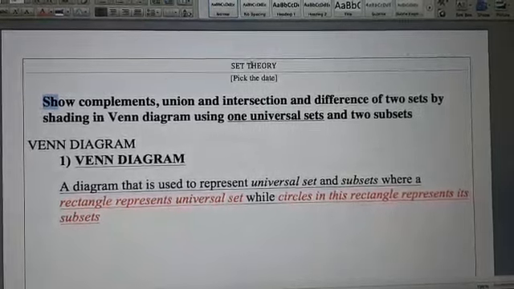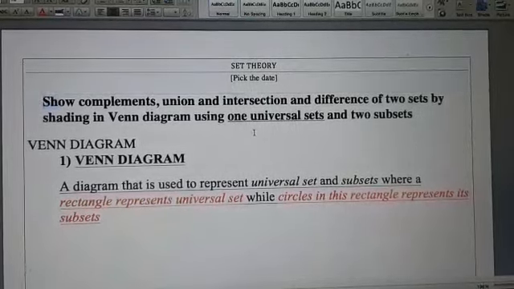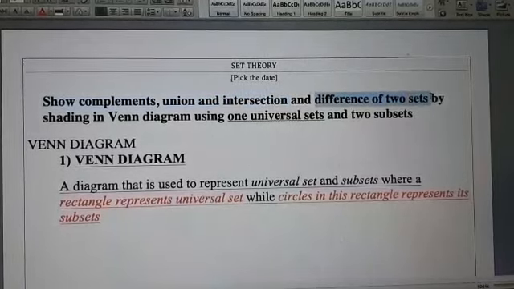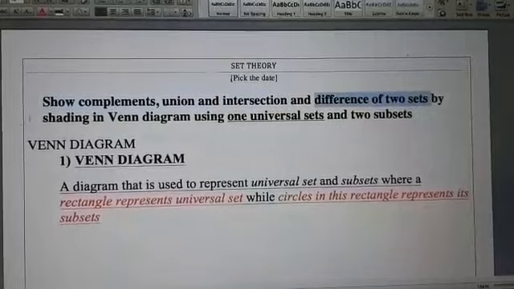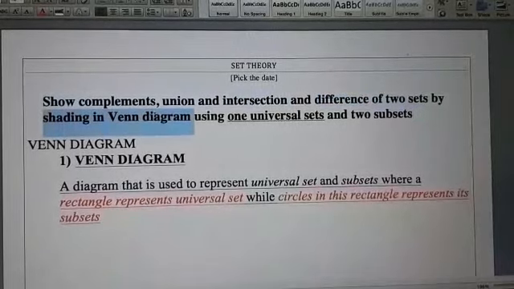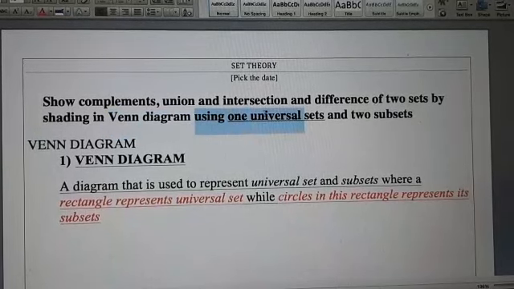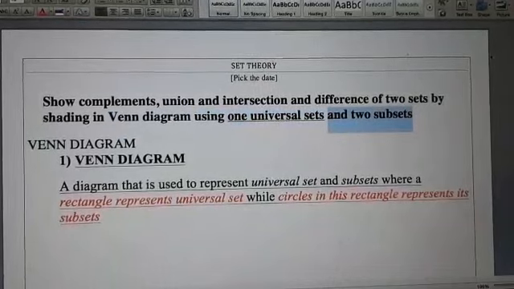In this video, we will discuss a topic from set theory, and we are going to show the complement, union, intersection, and difference of two sets by shading in a Venn diagram. So today we are going to discuss a Venn diagram in which we have one universal set and two subsets. This is the case that will be in discussion in this video.